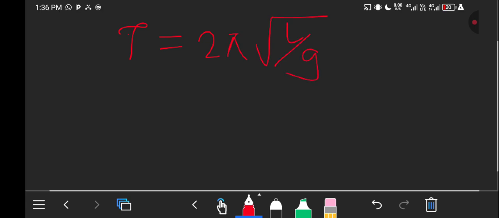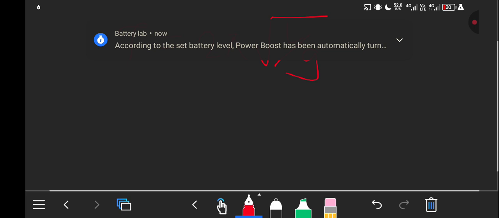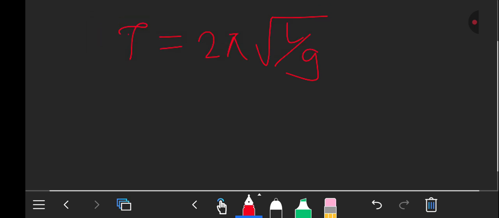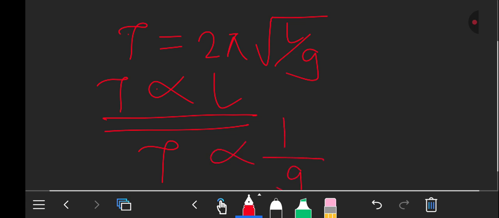Now let's look at the formula which relates period with length. We have period is equal to 2 pi square root of length over gravity. What does this formula try to tell us? It tells us that period is directly proportional to the length, but this same period is inversely proportional to the gravity. So what does it mean? If you increase the length of the pendulum bob, the period will increase. If you decrease the length, the period will decrease.